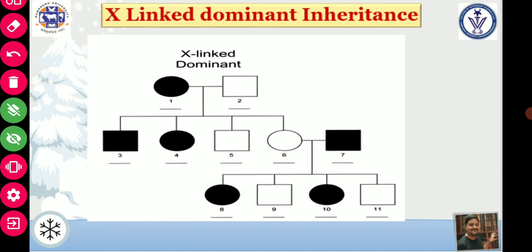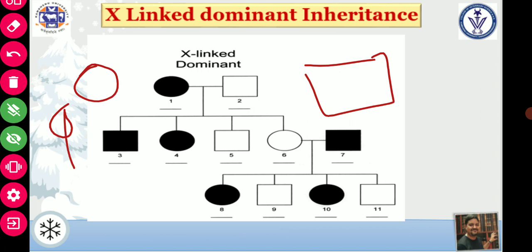This is the pedigree chart. I hope you are aware of the pedigree chart. If you are not, I will just refresh you. The round one indicates the female, whereas the square one indicates the male. So here you can see an X-linked dominant affected female crossed with an unaffected male, and how this inheritance will go on.